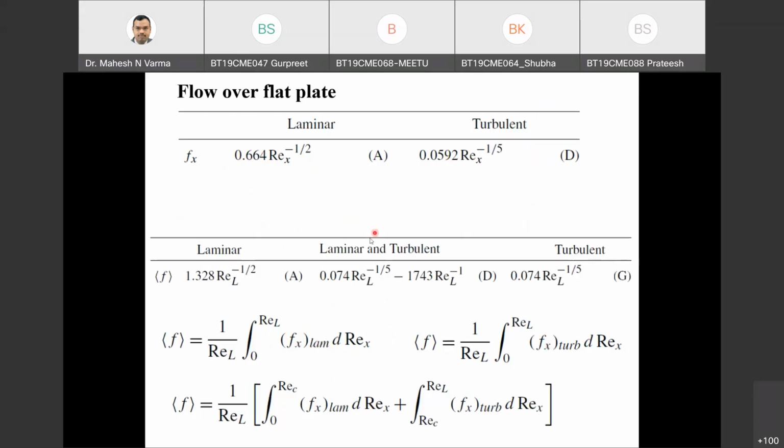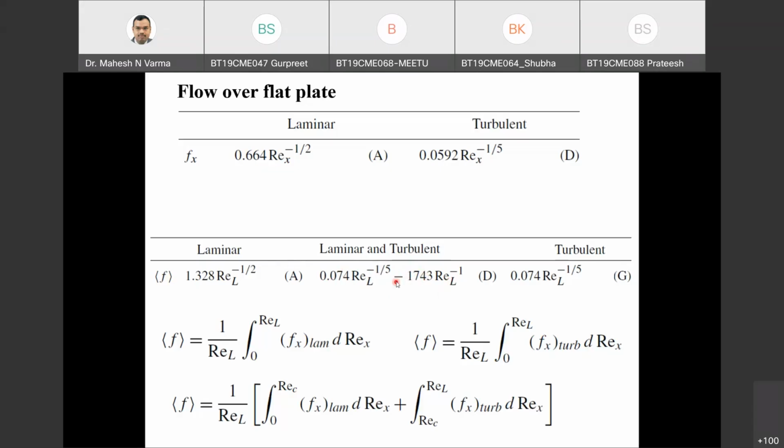So now this is for laminar, 0.128 Re_L raised to minus half. You can see here Re_L is the Reynolds number at the end of the plate. So this is 0.074 Re_L raised to minus 1 by 5 minus 1743 Re_L raised to minus 1. This is what you got, Gurupreet?